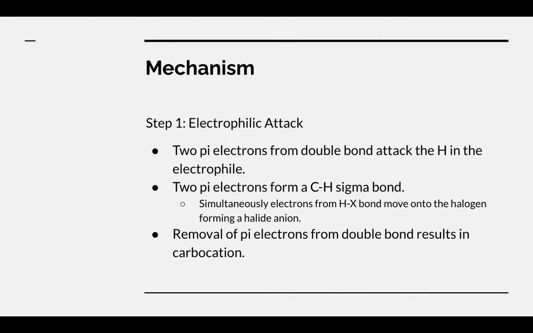When the pi electrons are removed from the double bond, this makes one of the carbons become an electron deficient carbocation intermediate. What this means is that this carbon is now sp2 hybridized, and all the positive charge is contained in an unhybridized p orbital.